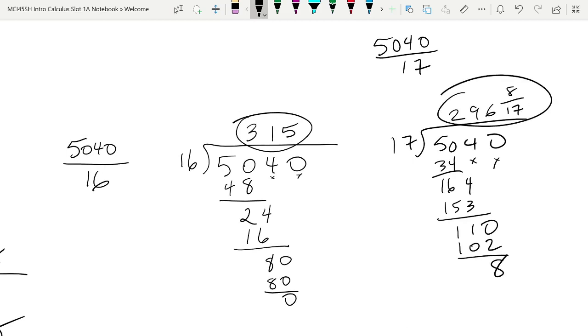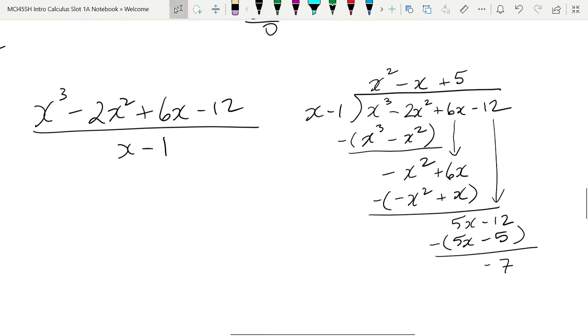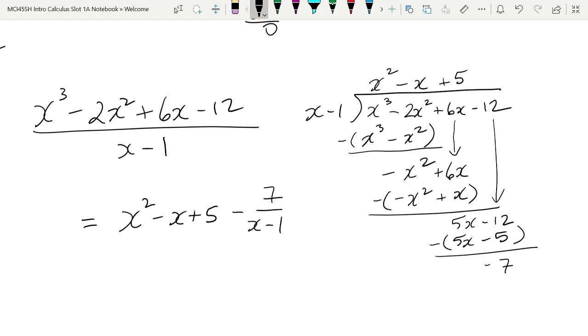There's the way we want to see the answer. And that's what we want to do algebraically. Algebraically, this divide has this answer, x squared minus x plus 5 minus 7 over x minus 1. Get it? The remainder over the thing I'm dividing by, just like I would with numbers. Cool. Okay, you want to try one more?